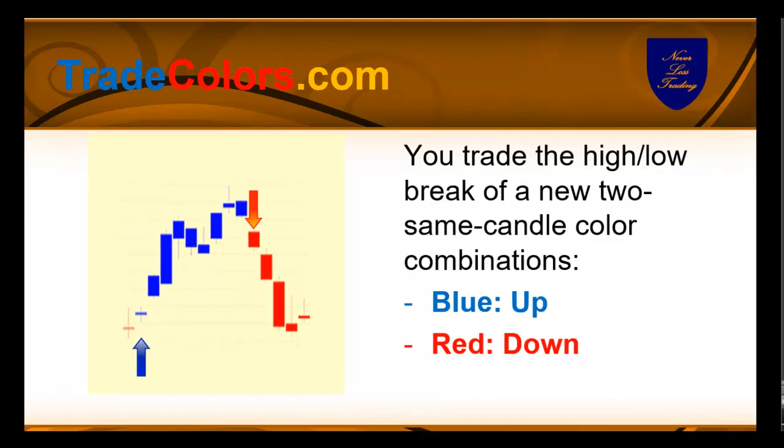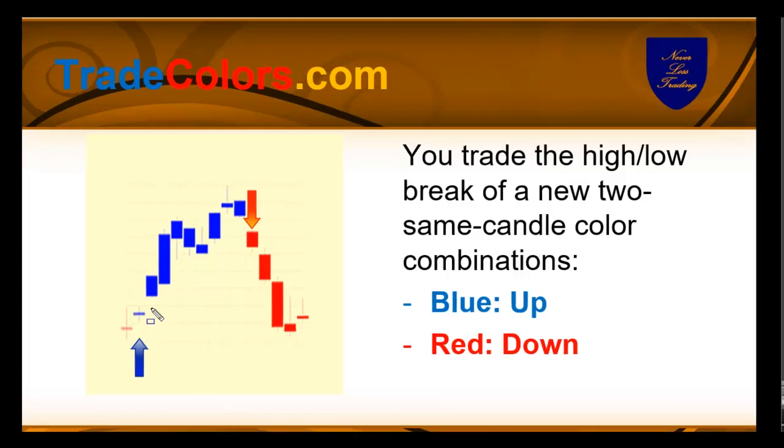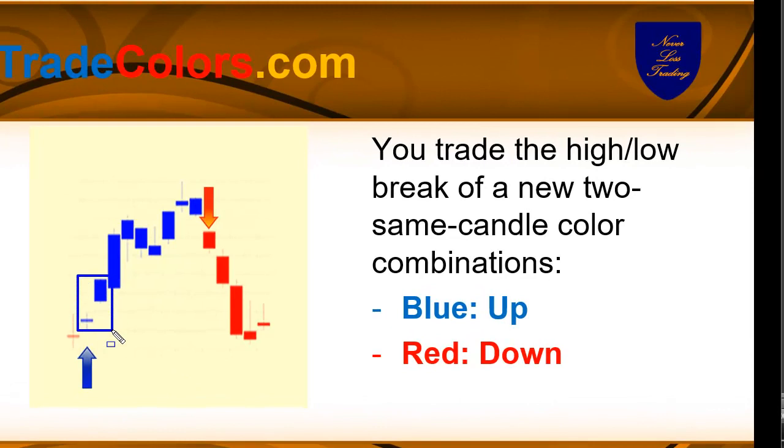With our algorithm in the background, we color the sequences blue for up and red for down, and then we spell out opportunities. Two blue of a kind, and the break of the high will be a trade to the upside. Two red to the downside, and the break of the low in the next candle will be a trade to the downside. Pretty simple.